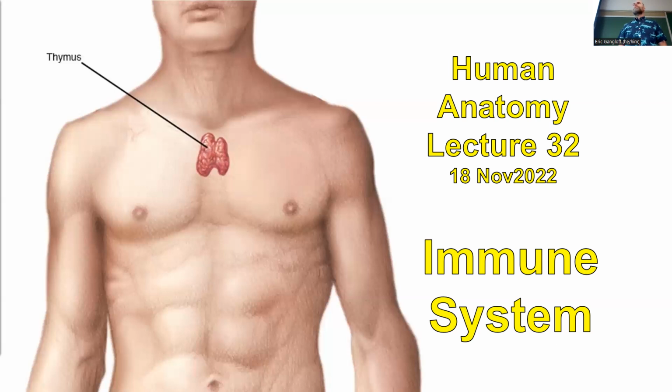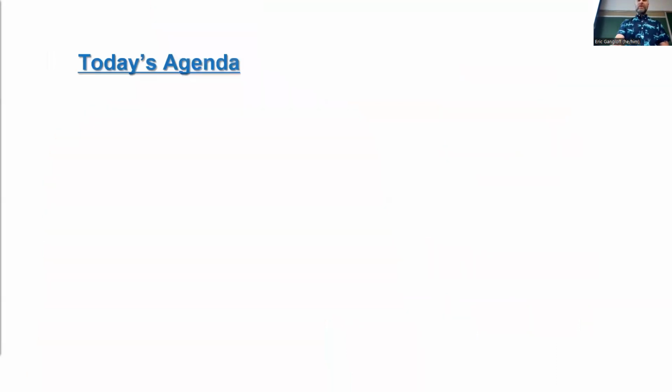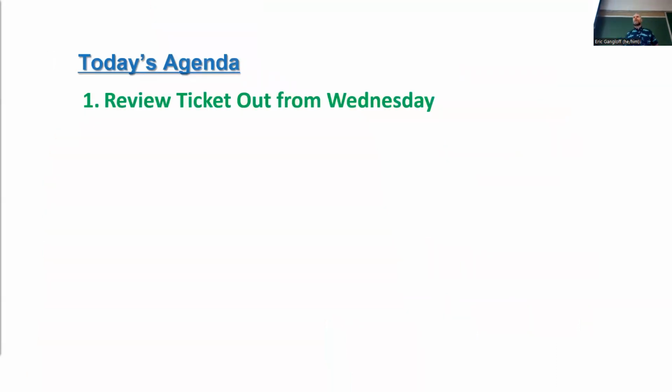We're going to do a whirlwind tour and just talk about some of the major anatomical structures at the organ level, and also talk a little bit about a couple different types of immune cells and how they work at the cellular level. I want to start off by reviewing your ticket out for Wednesday.